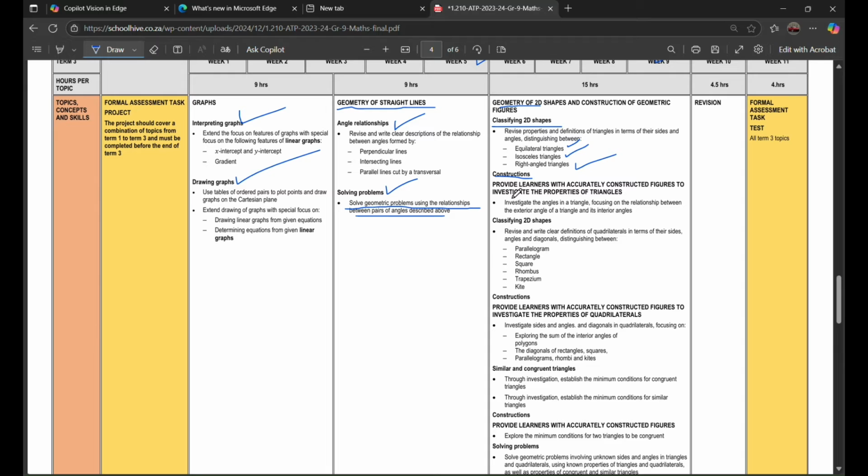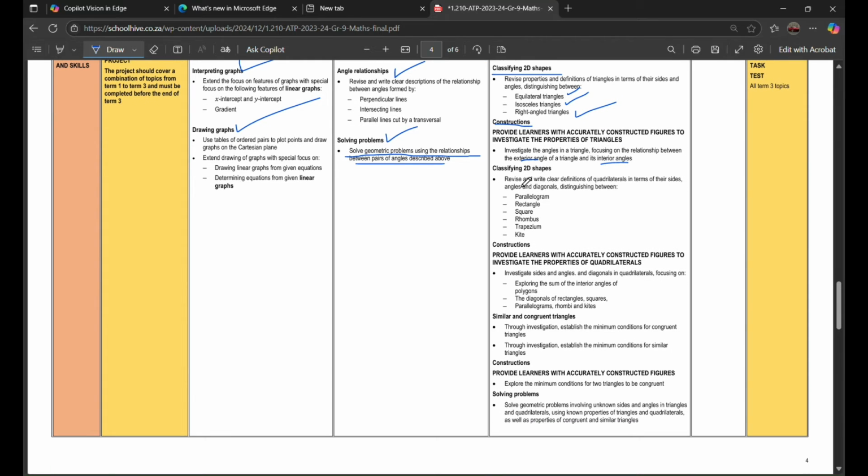They will provide you with accurately constructed figures to investigate the properties of triangles, which investigate the angles in a triangle, focusing on the relationship between the exterior angle of a triangle and its interior angles.